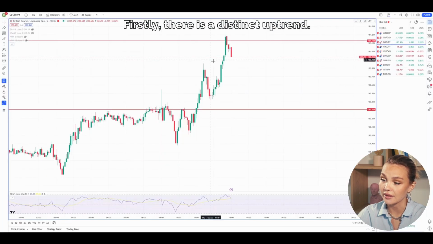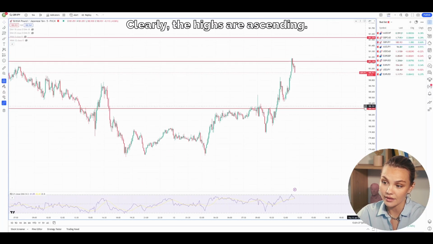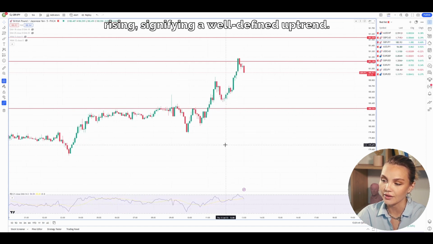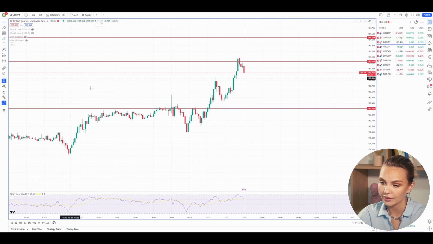Firstly, there is a distinct uptrend. Clearly, the highs are ascending. Furthermore, the lows are consistently rising, signifying a well-defined uptrend.